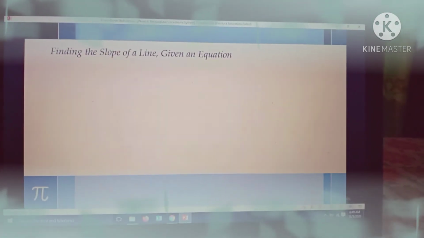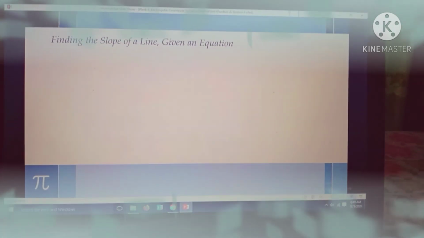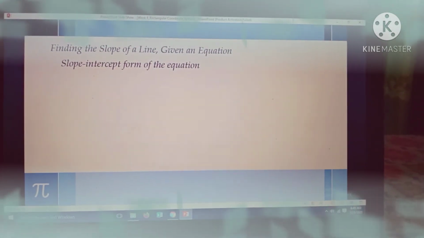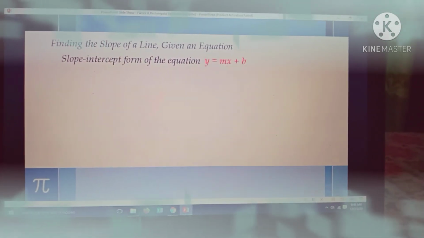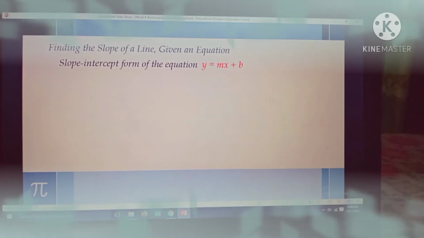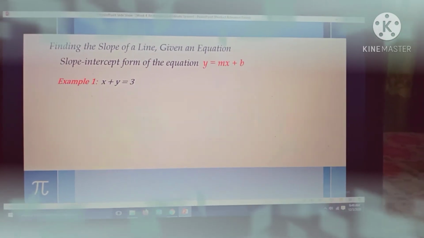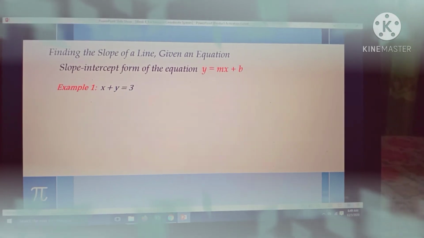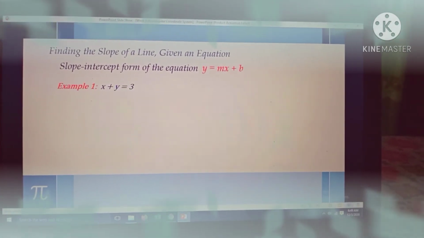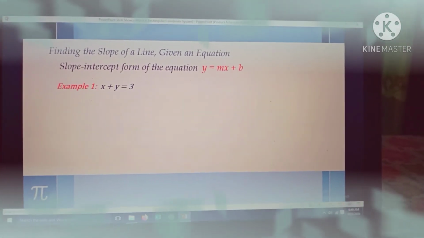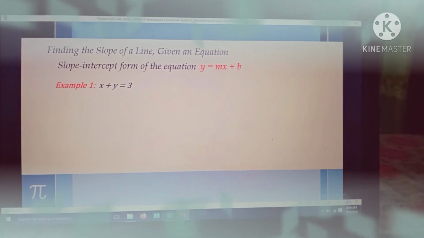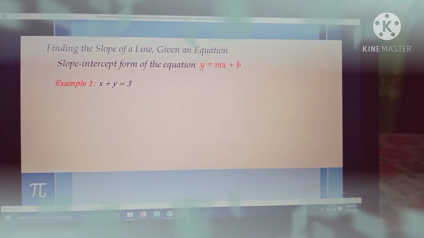So let's find the slope of the line given an equation. The slope-intercept form of the equation is y equals mx plus b, where y is the variable, m is the slope, x is the x variable, and b is the y-intercept.